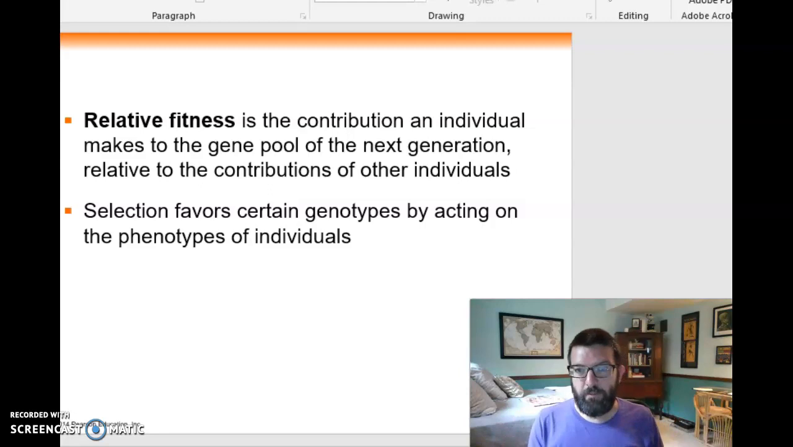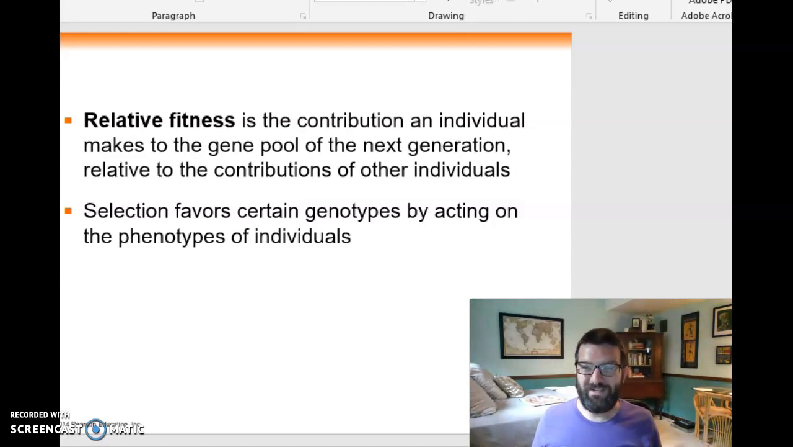And we can measure the impact of these traits using what's called relative fitness, which is the contribution an individual makes to the gene pool of the next generation. If you have a lot of offspring, right, then you have had high contribution. If you've had a small number of offspring, you've had a low contribution.